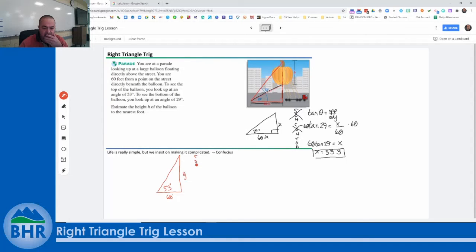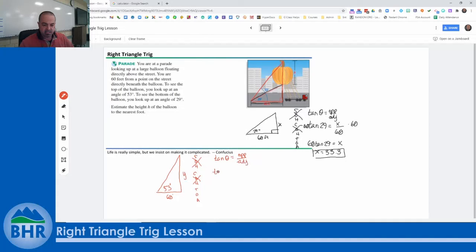And we're going to write our protocol down here. So SOH CAH TOA. Starting at my angle, I have no hypotenuse again. So that means if I don't have a hypotenuse, I can't have sine or cosine. So I have to have tangent. Tangent of theta is equal to opposite over adjacent.